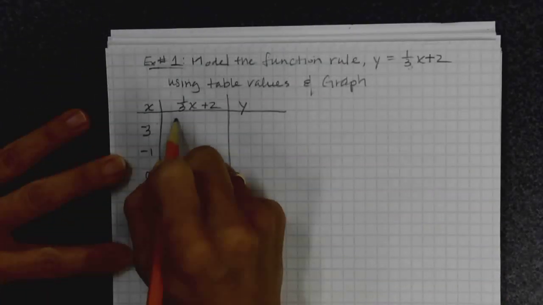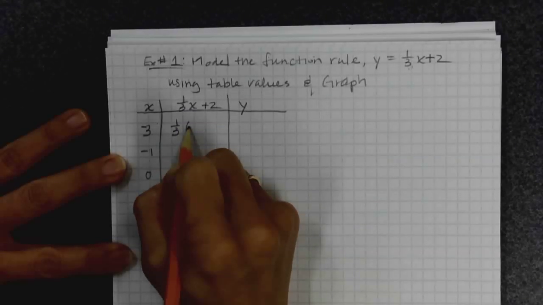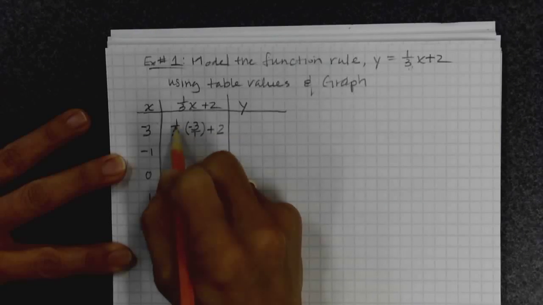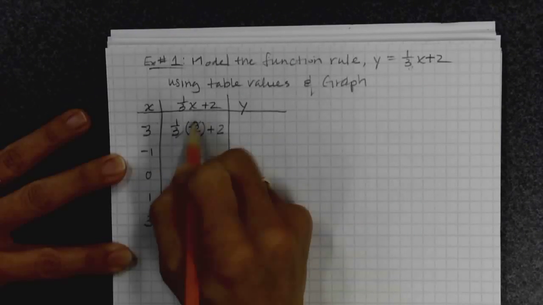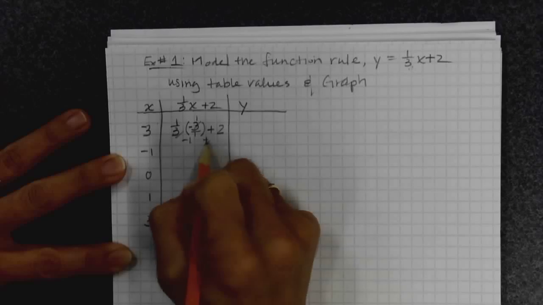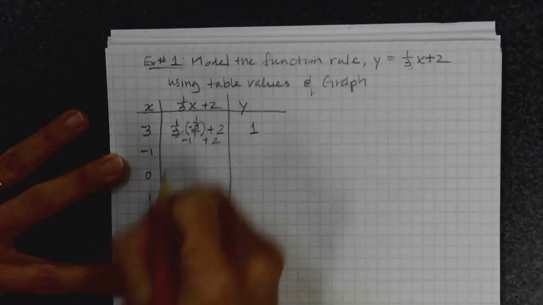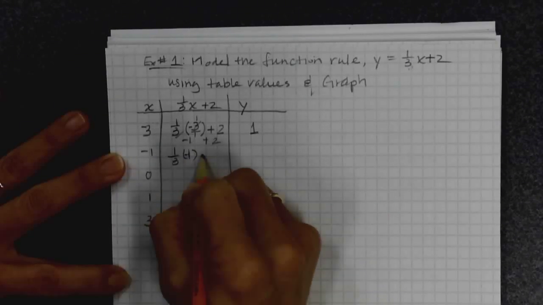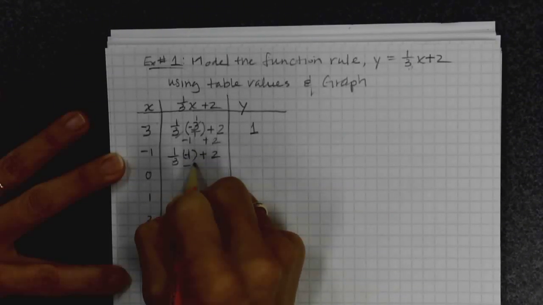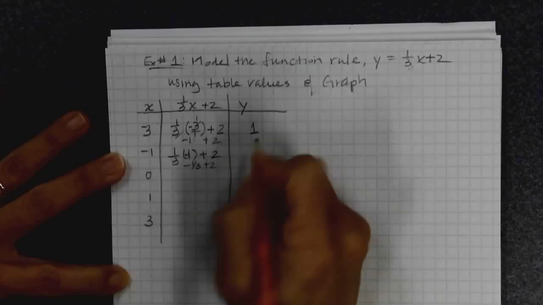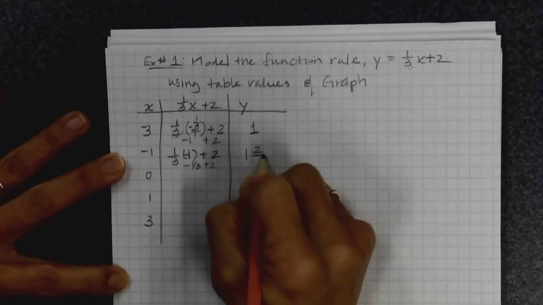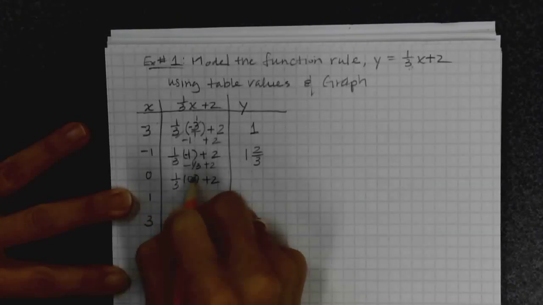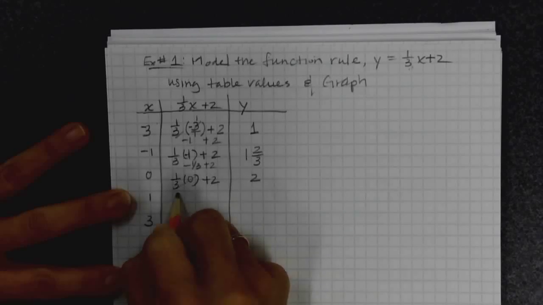Now I wanted to use 1 and -1 because I want to show you how to plot fractions. So to evaluate this, we plug it in for x, which is -3, and I'm going to make that -3/1 because this is a fraction. So 1/3 times -3 becomes -1, and -1 plus 2 is 1. And the next number, 1/3 times -1 gives me -1/3, and -1/3 plus 2 is 1 2/3. And then 1/3 times 0 plus 2, 0 plus 2 is 2.